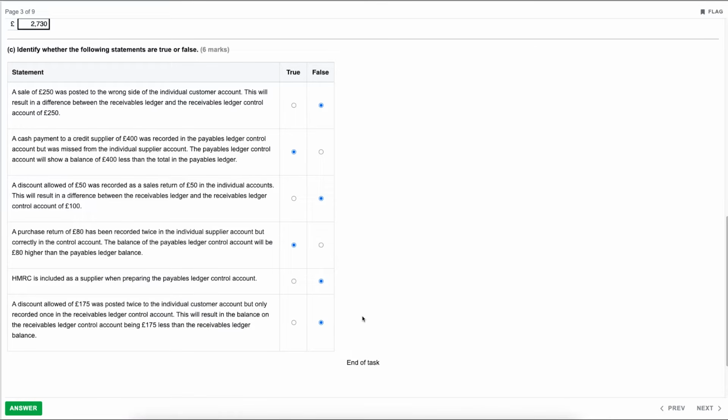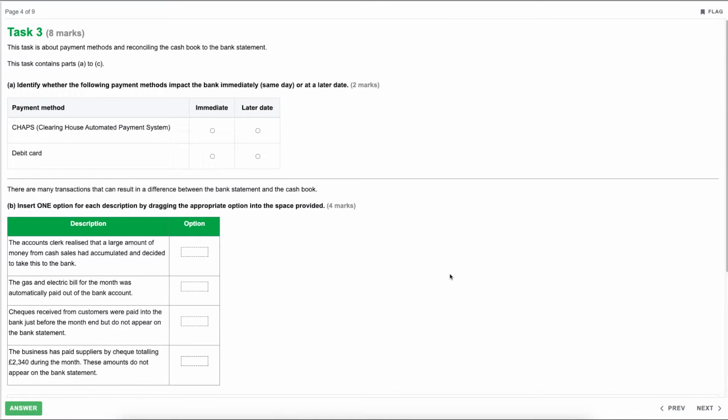Okay, so that one finishes task 2. Hopefully you found that one useful. Let's now move on to task 3. Task 3 is worth 8 marks and is about payment methods and reconciling the cash book to the bank statement. This task contains parts A through to C.